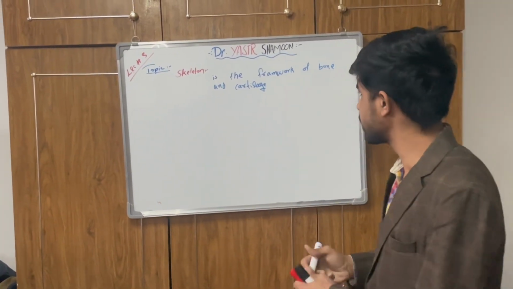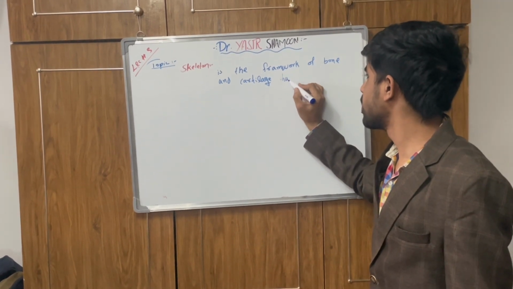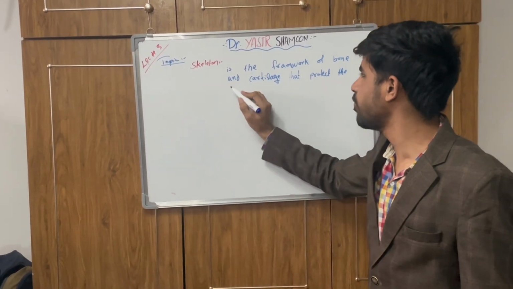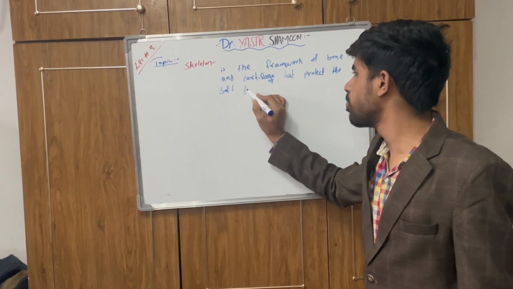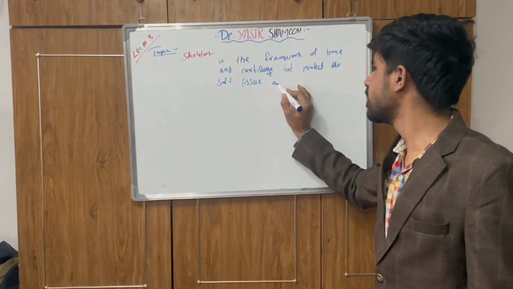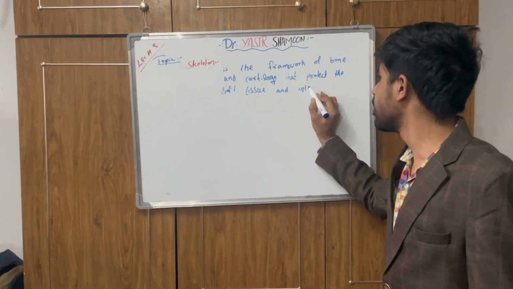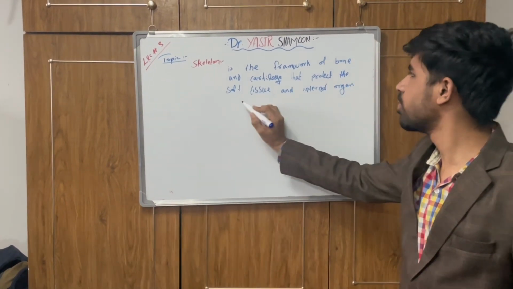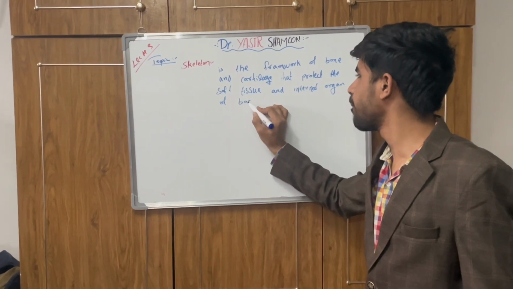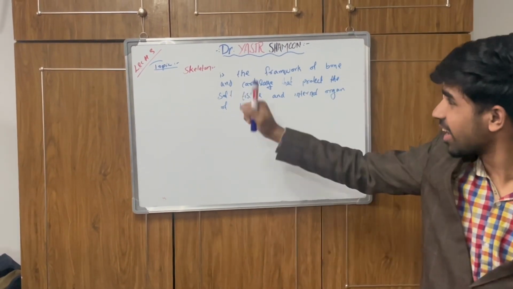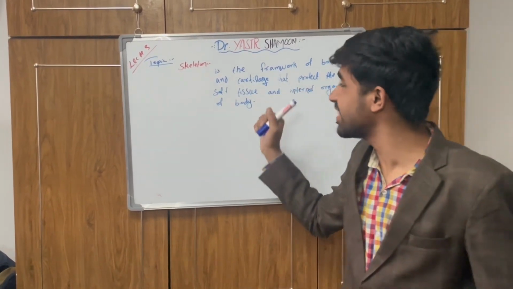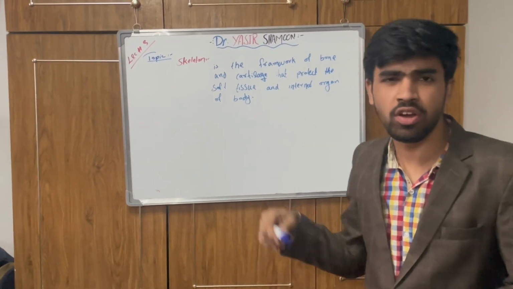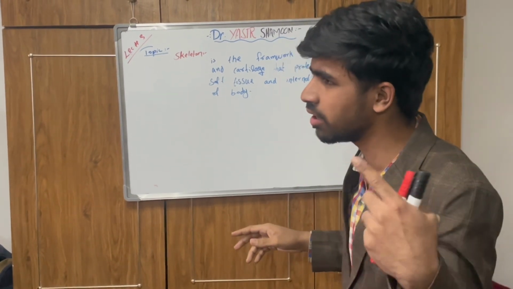The function of the skeleton is basically to protect the soft tissue and internal organs of the body. So skeleton is a framework of bone and cartilage that protects the soft tissue and internal organs of the body, like the heart, the lungs, and the kidneys.